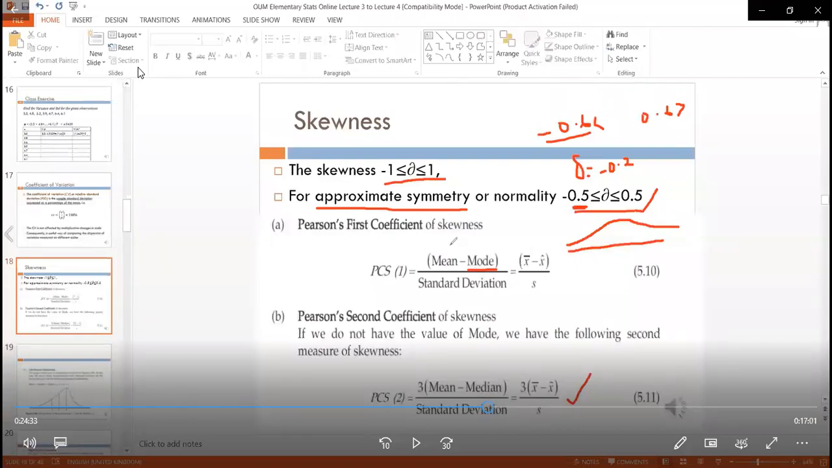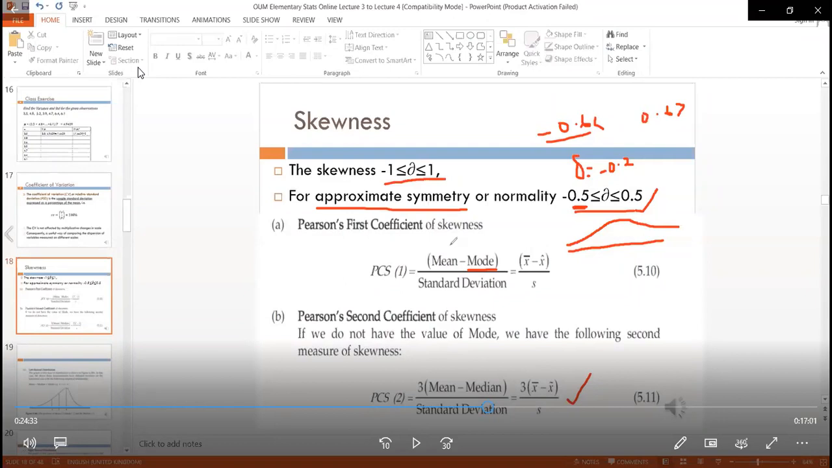as engineers is when it comes to practice, the skewness of the data, even though this is the theoretical value, you interpret between negative 0.5 to positive 0.5. Because skewness is affected by the number of observations. The skewness or the normality of the data is affected by the number of observations.